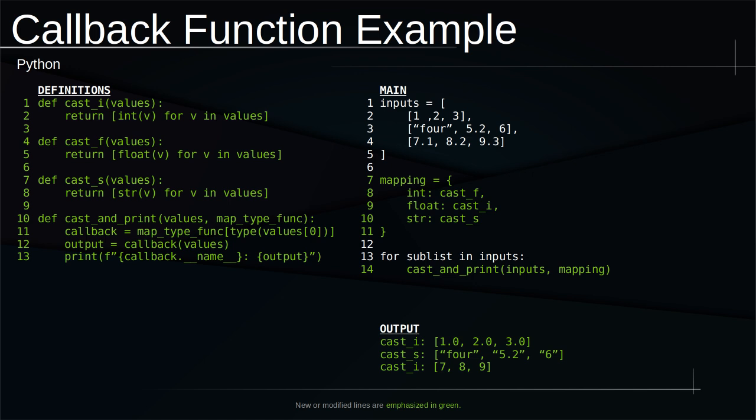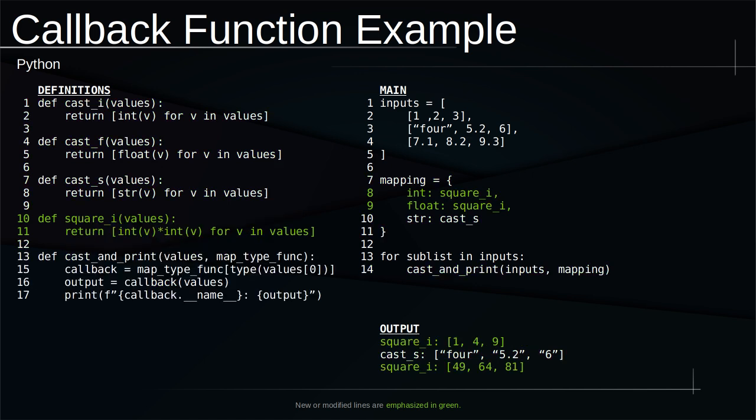Now we can go on to add even more functions and behaviors, like the square I function in the top left starting on line 10. This function casts each value as an integer and then squares it. Trivially, in the top right, we can modify the mapping on lines 8 and 9 to use the square I function instead of the castX functions, and we see the result in the bottom right is what we expect. Hopefully, the advantage of this approach is evident. The output behavior depends on provided function definitions rather than massive if-else blocks.